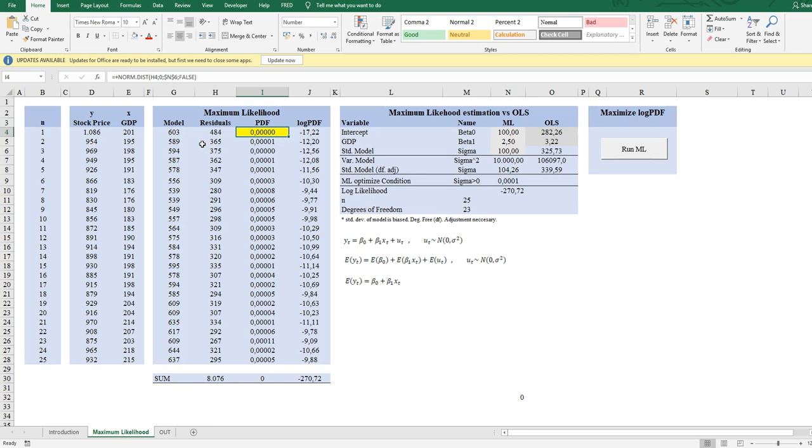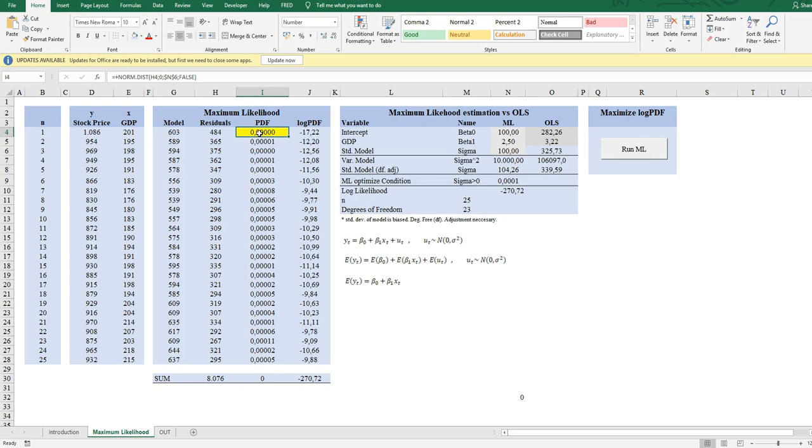We assume that the residuals are described by a normal distribution over here, and we put in the 0 for the mean of the distribution and the standard deviation. And here in Excel you put in the standard deviation and not the variance. So this is why I refer here to the standard deviation. But normally when we build expressions like this, we use the variance. So it's not that easy.